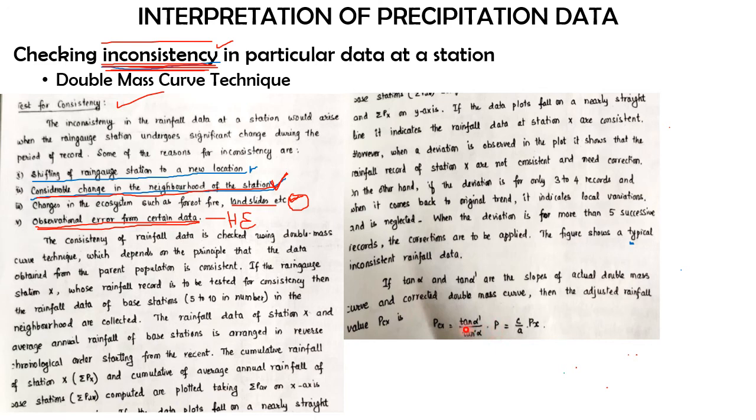So whenever you check out the next figure related to this explanation, tan alpha dash can be replaced with C and tan alpha can be replaced with A. And similarly, P can be replaced with Px. So for whichever year that error is there, we need to have this Px value. Okay, so this is how your double mass curve technique works.